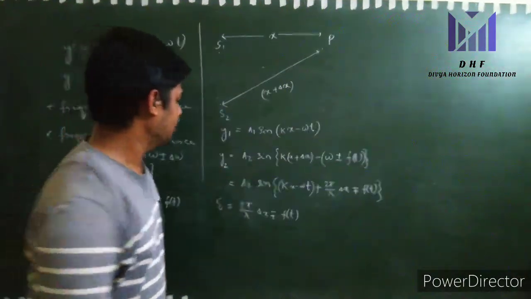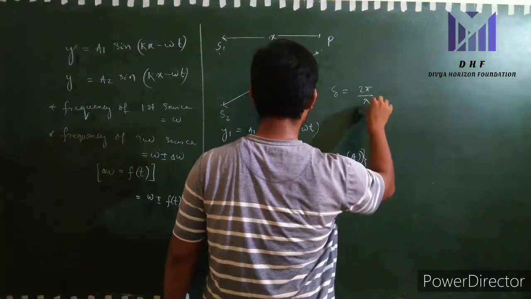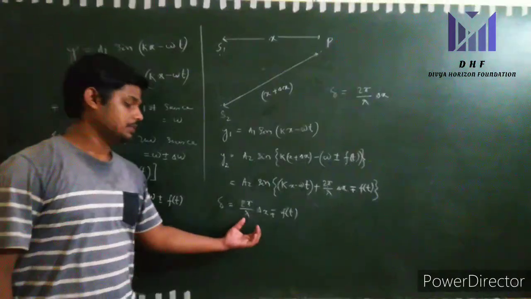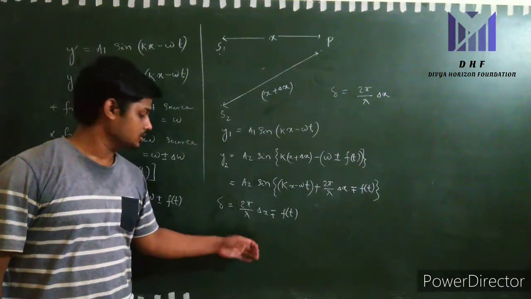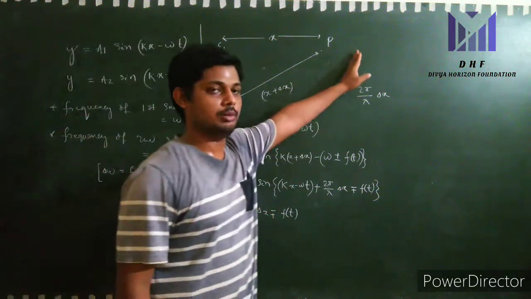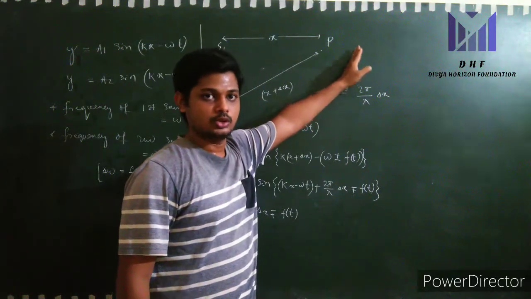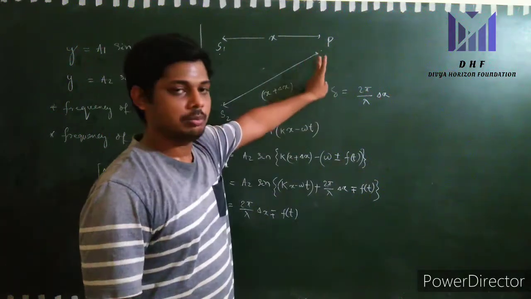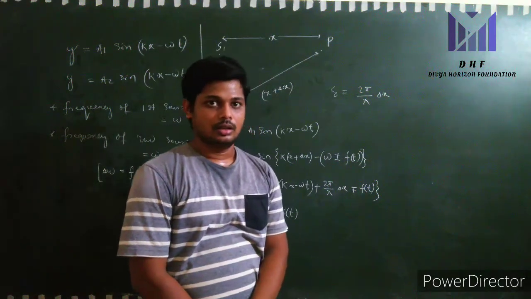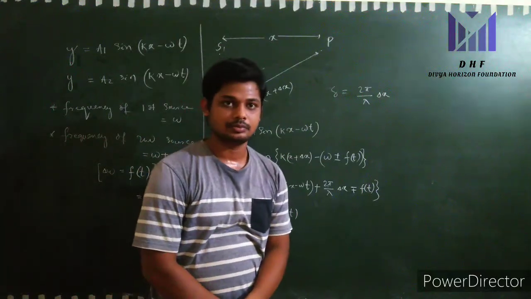But in the previous case, the phase difference delta was only 2 pi by lambda into delta x. But in this case, the expression of delta is this, which means the phase difference changes with respect to time. So at a particular point, the phase difference will change with respect to time. So we cannot say that at a particular point we will get a dark fringe or bright fringe. Instead of getting a dark fringe or bright fringe, we will get something extra here.